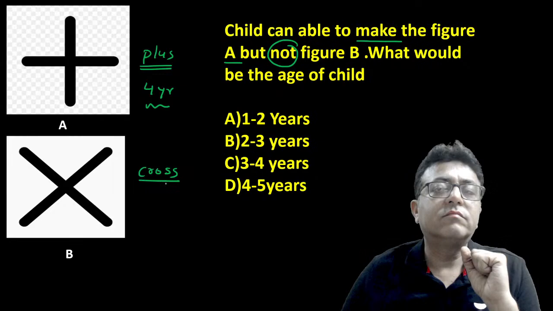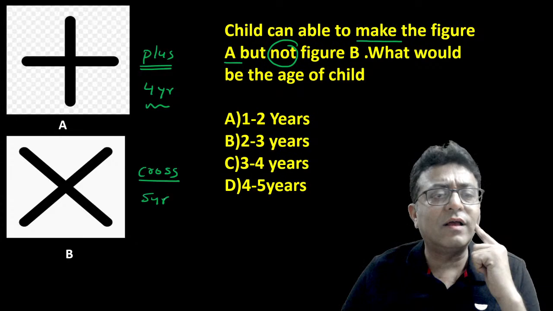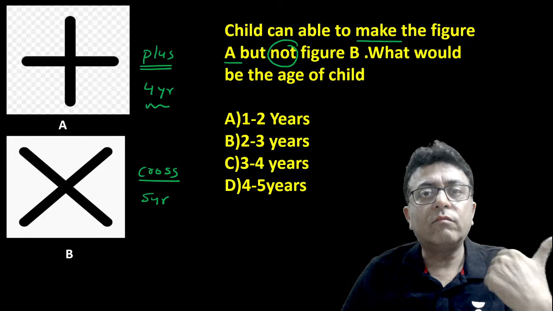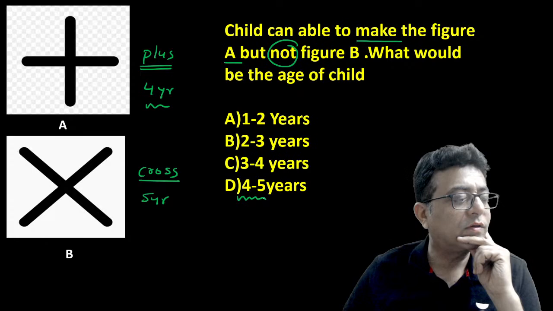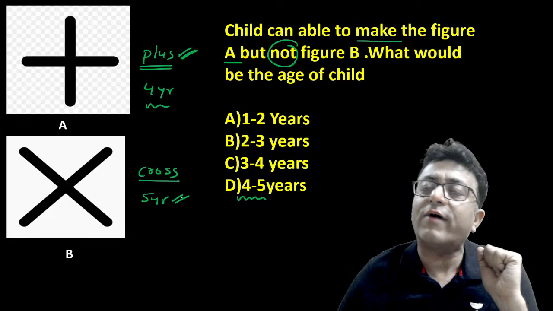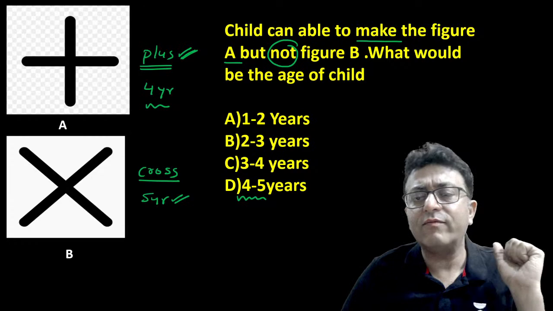So such a simple one, no? The child can make the thing which happens at 4 years. So the child is 4 years old, but not 5 years. So it is 4 to 5 years. Why are you putting C? Because the child can do the activity of 4 years, but not the activity of 5 years. Then what is the age of the child? 4 to 5.